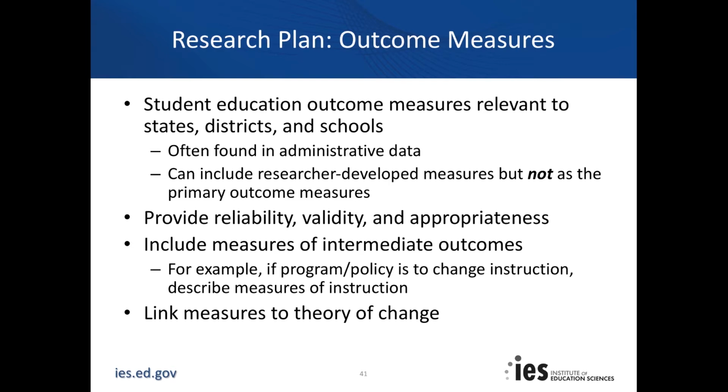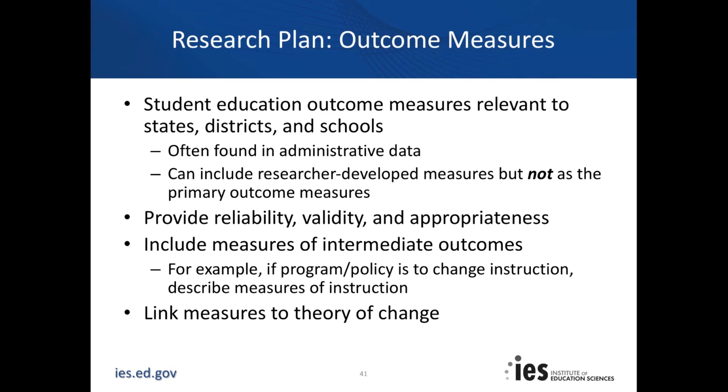You want to describe your outcome measures, and you want to include outcome measures that are relevant to state, district, and school decision making. For example, end-of-course exams and standardized test exams, grades, promotion rates, retention rates, high school graduation rates, discipline referrals, special education placements, college enrollment, and completion rates. You'll want to describe the reliability, validity, and appropriateness of your measures, and show how well they fit into your theory of change.